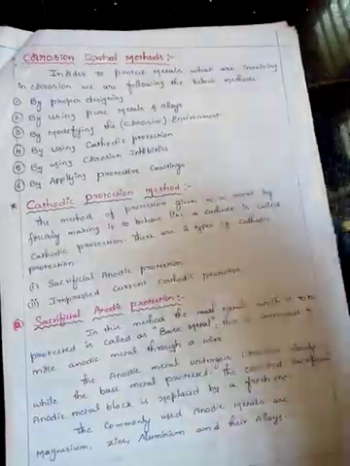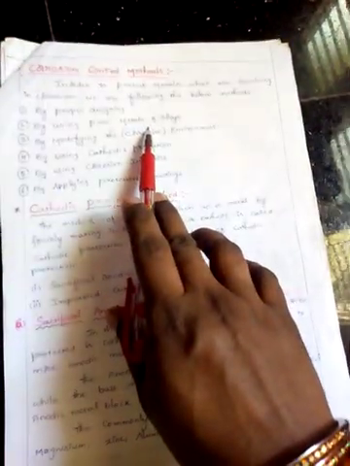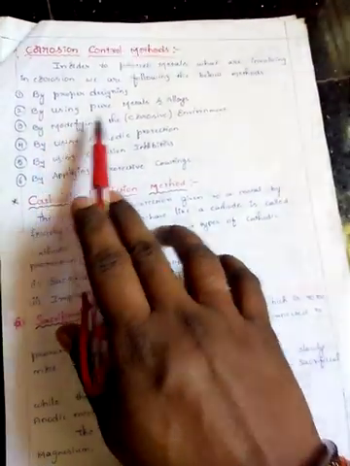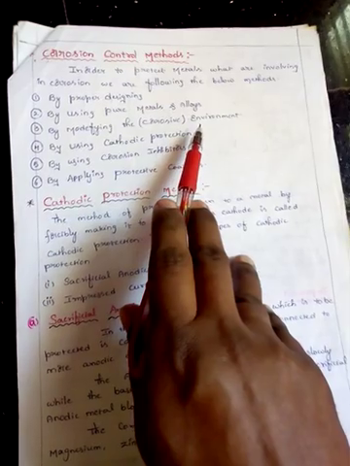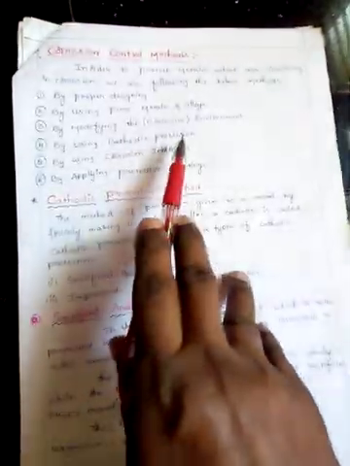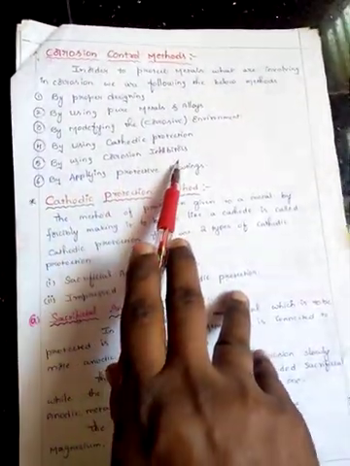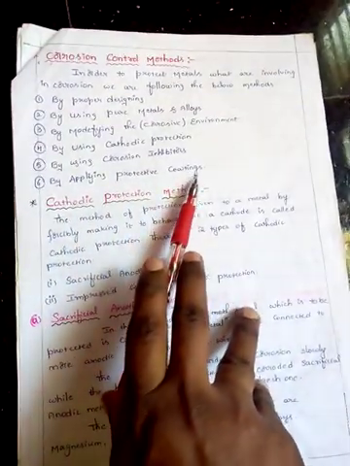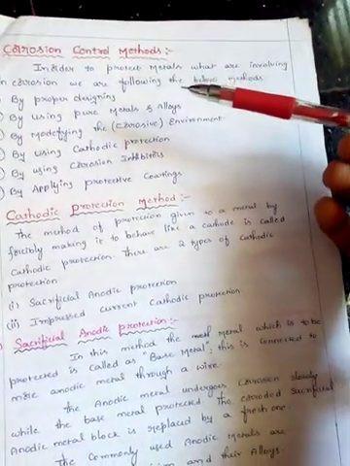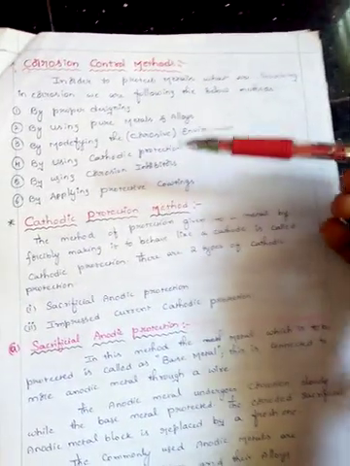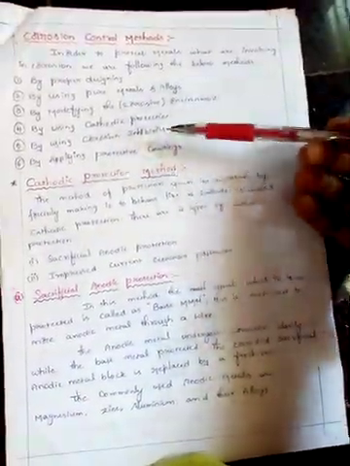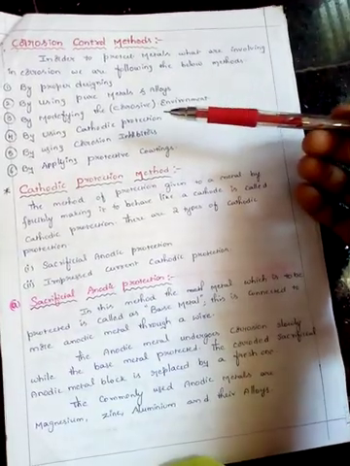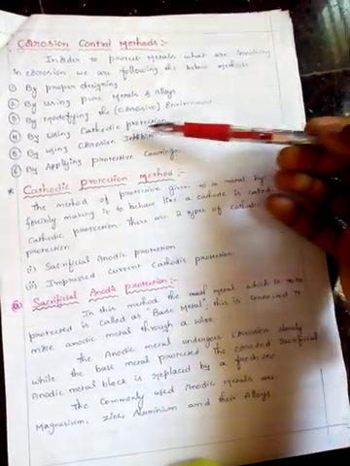Among those: by proper designing of a metallic object, by using pure metals and alloys, and by modifying the corrosive environment. Third one, by using cathodic protection, by using corrosion inhibitors, and by applying protective coatings or paints. So these are the different methods we are implementing in order to save a metal from the deterioration procedure, that is corrosion. So in these techniques, we are giving great importance to cathodic protection.